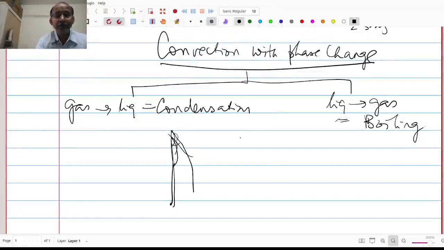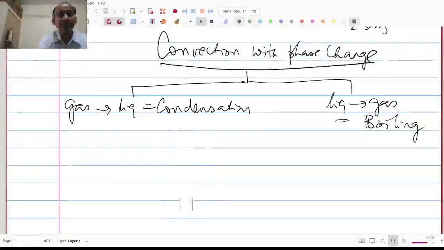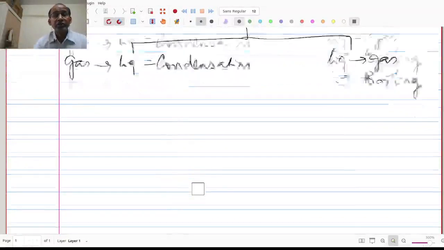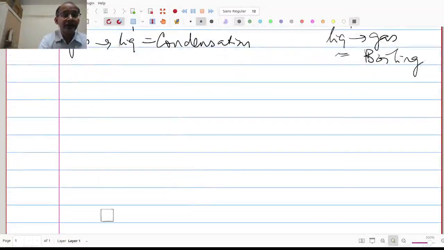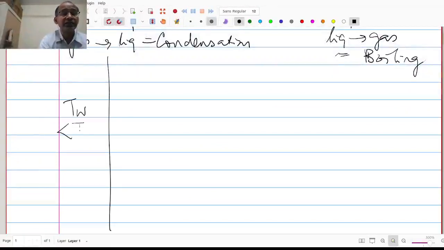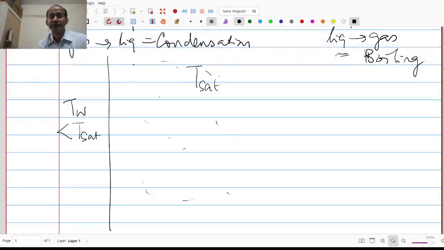So if I start afresh with the drawing, let me just remove this. Suppose I have a vertical wall like this, which is kept at a temperature T wall, which is less than the saturation temperature of the vapor, which is in this region on this side. On one side, that is on the right side of the plate, there is, let's say, a vapor, which, for simplicity's sake, let us say is kept at a saturation temperature.